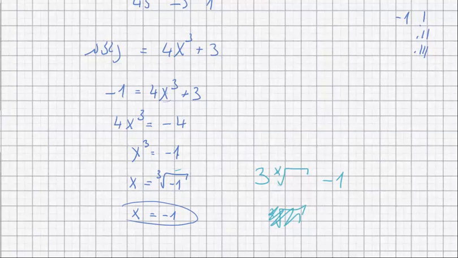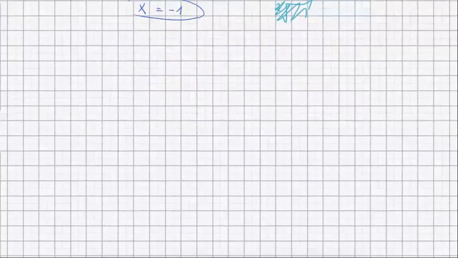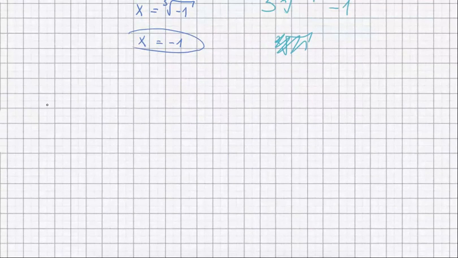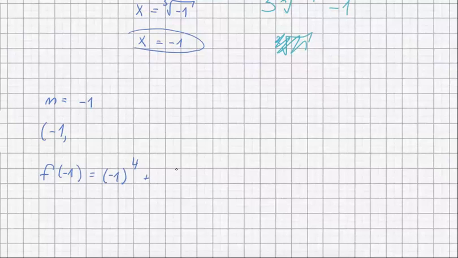Now we need to find Mishvat HaMashik. We have the slope, which is -1. And we have the point, where we know that the x of the point is -1, but we don't know the y. How can we find the y? We plug in the x. Yeah. So f of -1 is -1 to the power of 4 plus 3 times -1, which is 1 minus 3, which is -2.